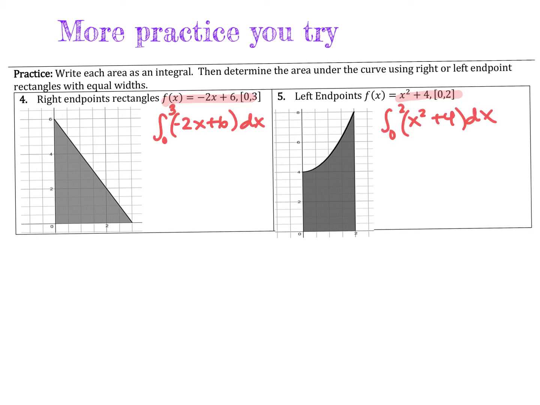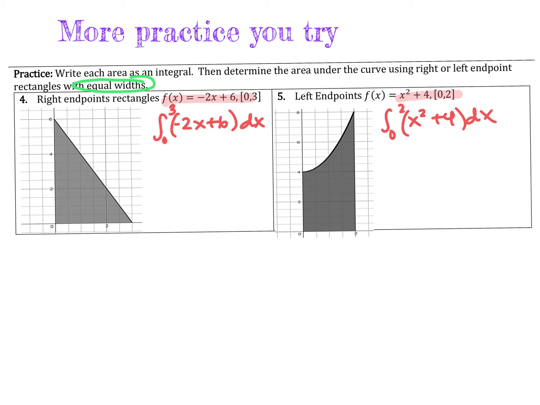So hopefully you had some time to try that, and now you can see we're just writing the integral from the smaller to the larger part of the interval, 0 to 3 or 0 to 2, of the function that they're giving us, negative 2x plus 6 or x squared plus 4 dx. And you don't have to have the parentheses there. I just think it makes it really clear that we're talking about integrating that particular function. What you need to do next is actually to approximate that area using rectangles with equal widths.